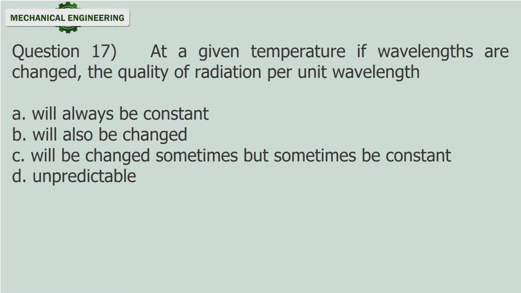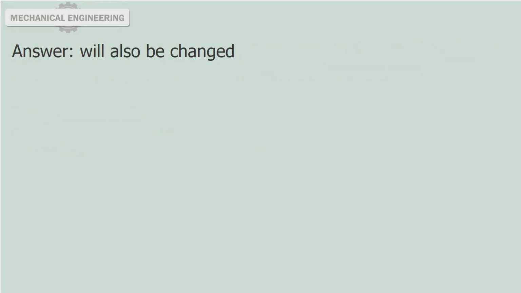Question 17. At a given temperature, if wavelengths are changed, the quality of radiation per unit wavelength A. Will always be constant. B. Will also be changed. C. Will be changed sometimes but sometimes be constant. D. Unpredictable. Answer: will also be changed.